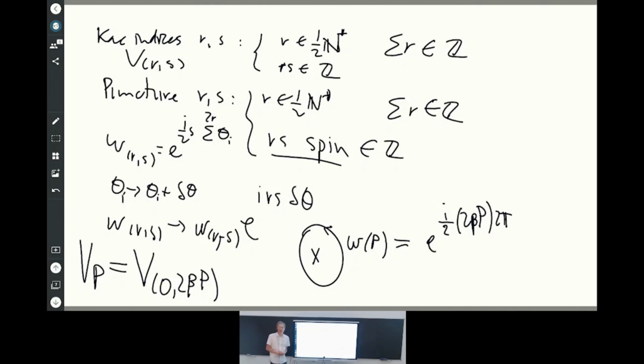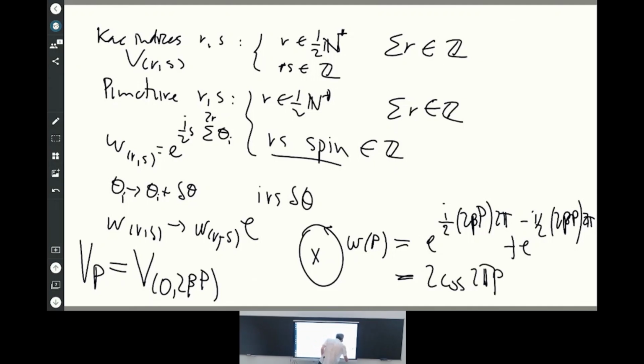Well, it's almost correct. The point is, why do I choose 2 pi? My loops are not oriented, so it could as well be minus 2 pi. So in fact, you're doing this, minus 2 beta p times 2 pi. And what you get is 2 cosine 2 pi beta p.